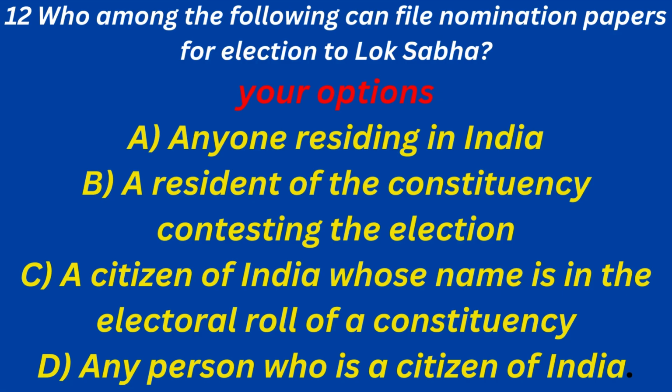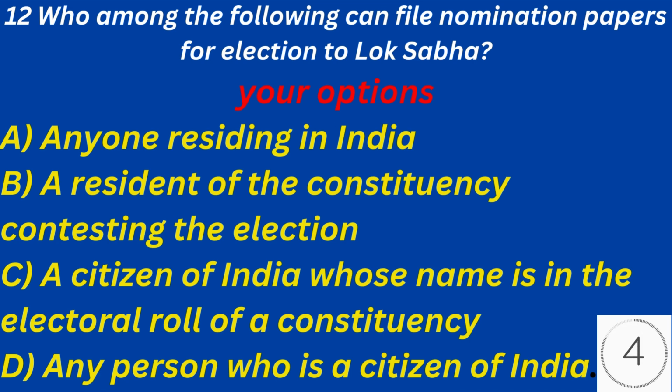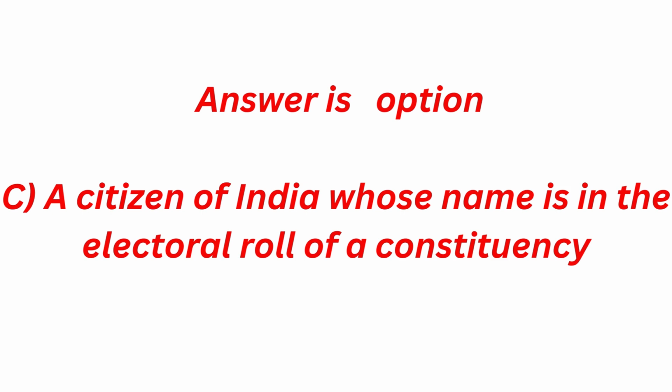12. Who among the following can file nomination papers for election to Lok Sabha? Your options: A. Anyone residing in India. B. A resident of the constituency contesting the election. C. A citizen of India whose name is in the electoral roll of a constituency. D. Any person who is a citizen of India. Your time starts now. Answer is option C. A citizen of India whose name is in the electoral roll of a constituency.